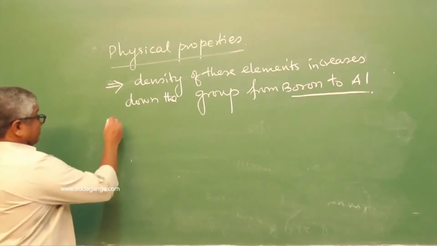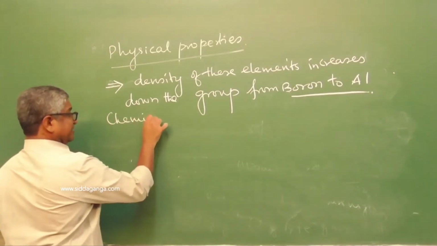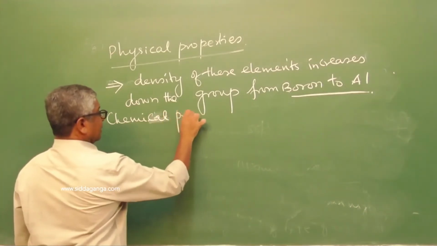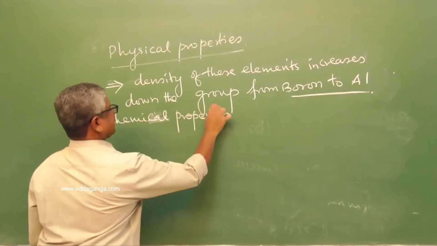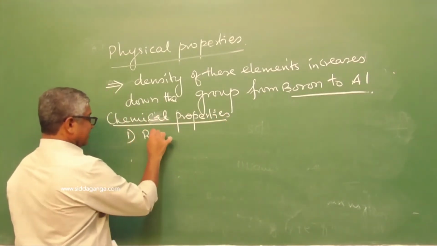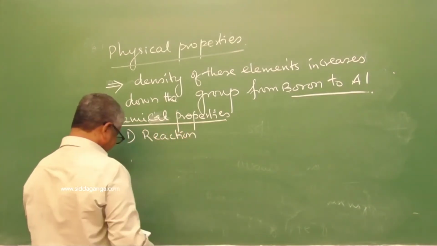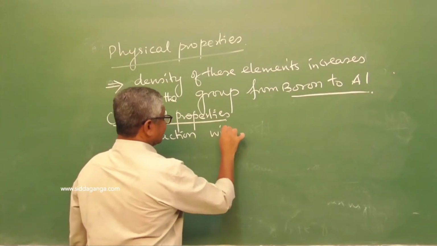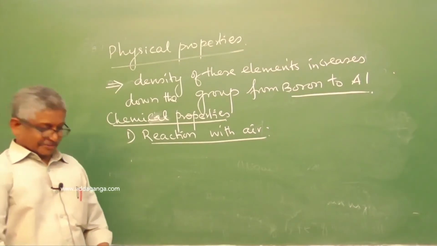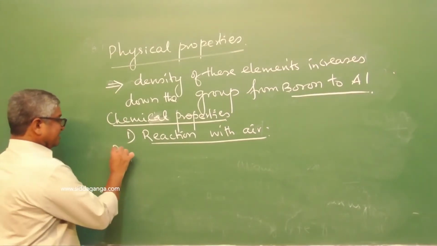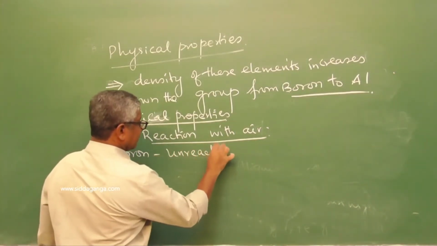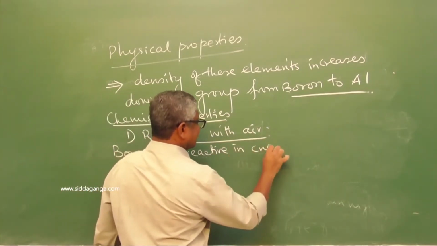We will see the chemical properties. First chemical property is the reaction of these elements with air. Boron is unreactive in crystalline state.